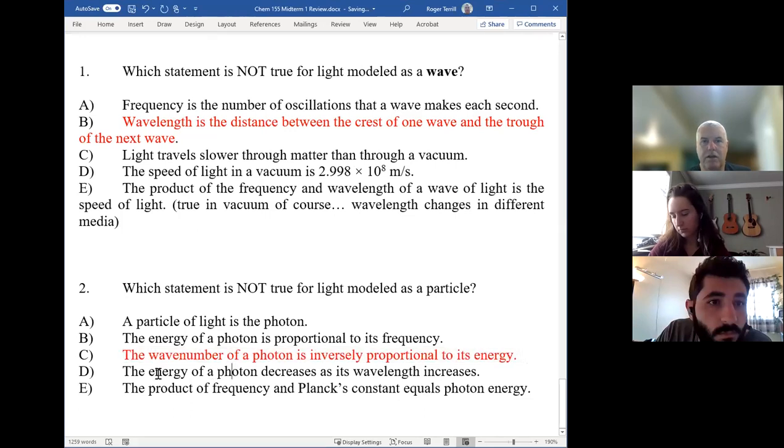Energy of a photon decreases as its wavelength increases. That's true. The product of h and nu is E. That's true. So here, the outlier is C. Okay.